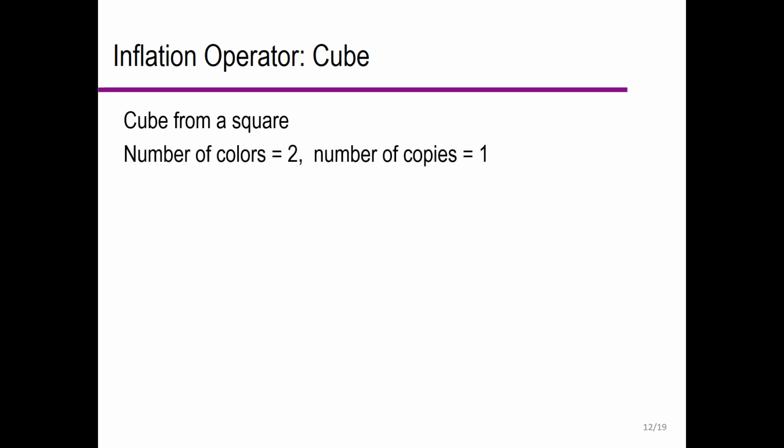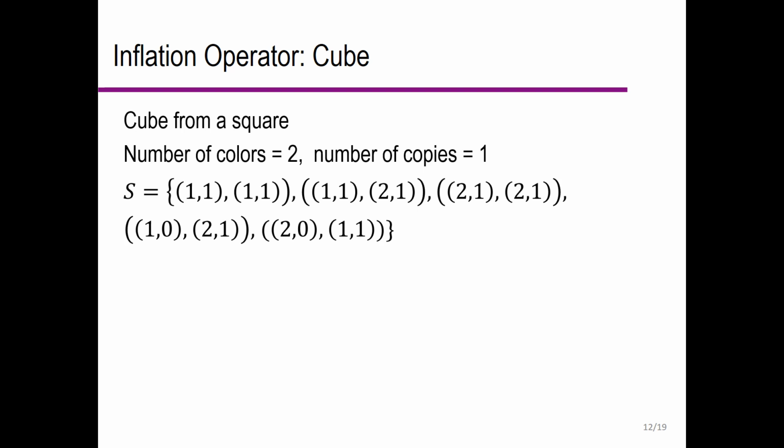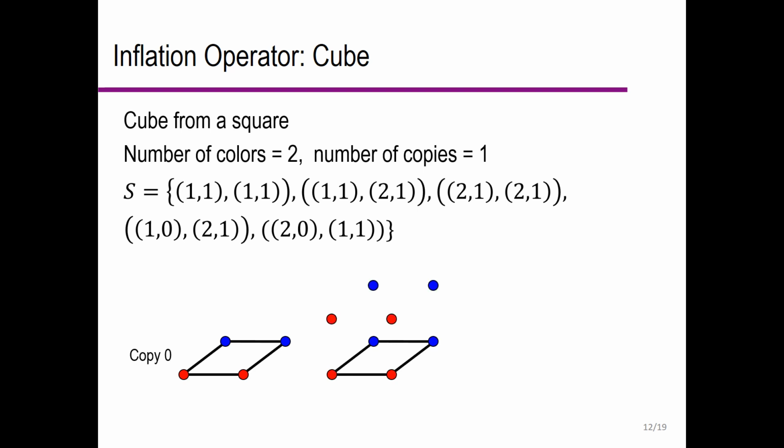So the number of colors we use here is 2. The number of extra copies is just 1. And okay, the set of pairs is somewhat complicated, but we'll see how it works. We start with a square, colored say this way, and this will be vertices of copy 0 of our graph. Then we make another copy of every vertex. We'll color them in the same way as the originals. Well, this will be copy 1.